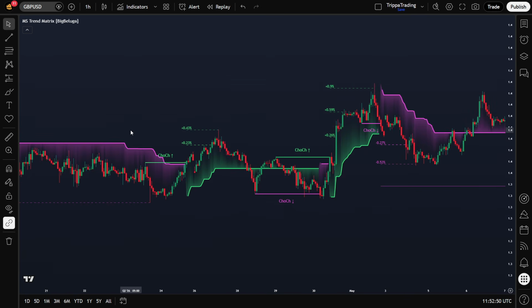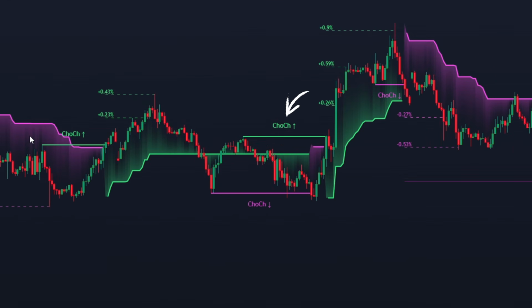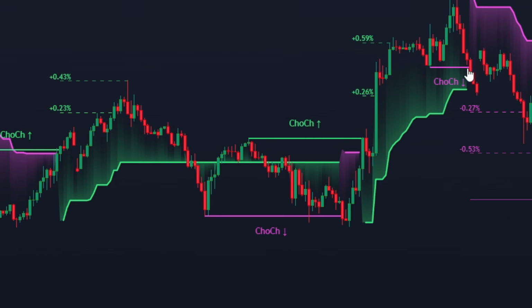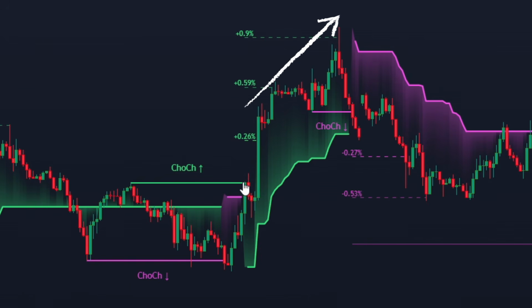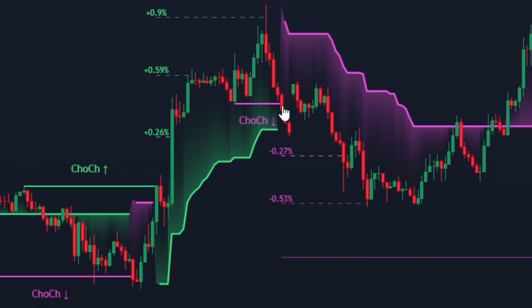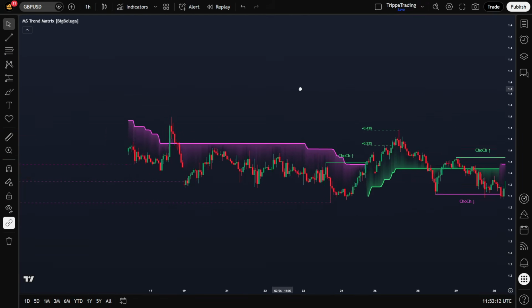Now let's understand the main idea behind it. This indicator is built around change of character, which is basically the point where the structure of the previous trend gets broken. In an uptrend, price keeps making higher highs and higher lows. But when the last higher low gets broken and price closes below it, that is a change of character. It tells you the structure of that uptrend is no longer intact, and a reversal may be starting.